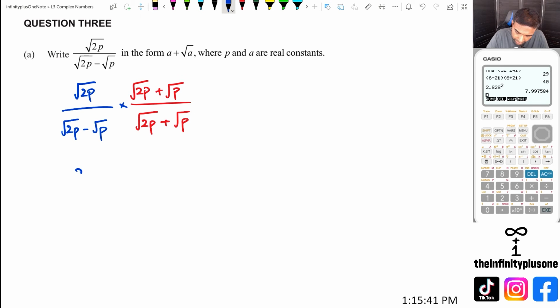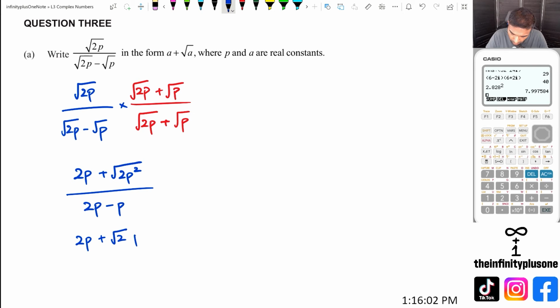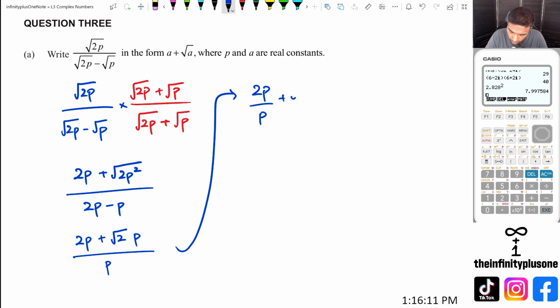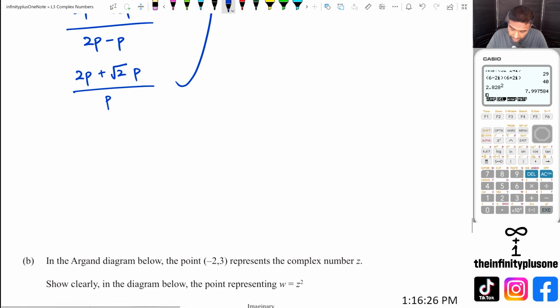So in the numerator, I'm going to get 2p plus square root of 2p squared, divided by, in the denominator, square root of 2p times square root of 2p is just 2p, minus p. I've got 2p plus square root of 2p, because square root of p squared will just become p, over p, and then this simplifies to 2p over p plus square root of 2p over p. All the p's get cancelled and you're left with just 2 plus square root of 2. And pretty much getting here is going to get you an achieved. Moving to question 3b.